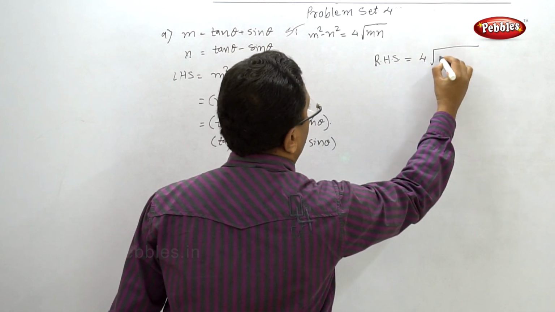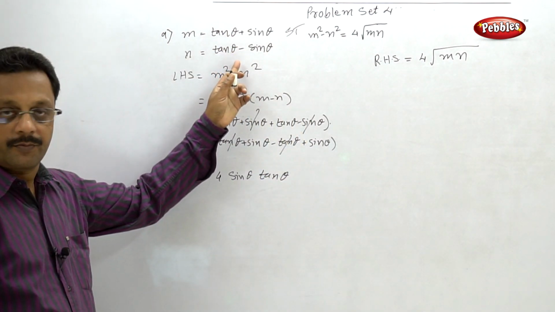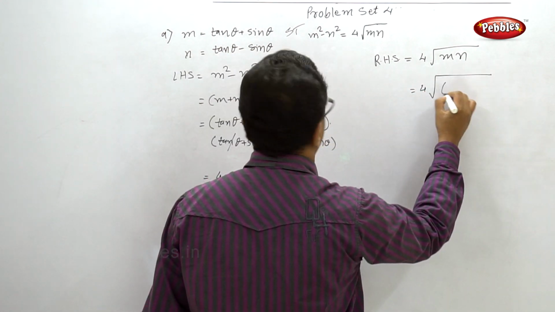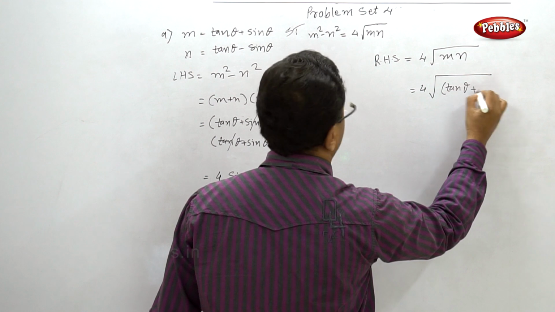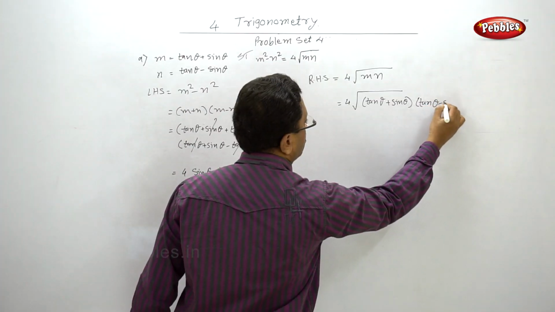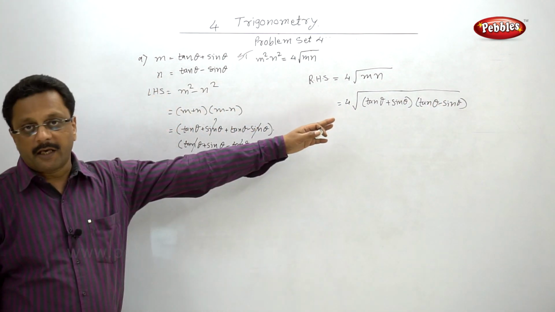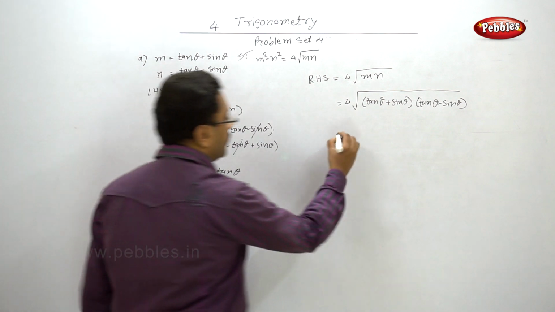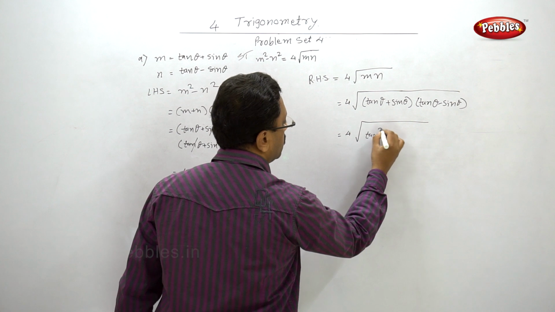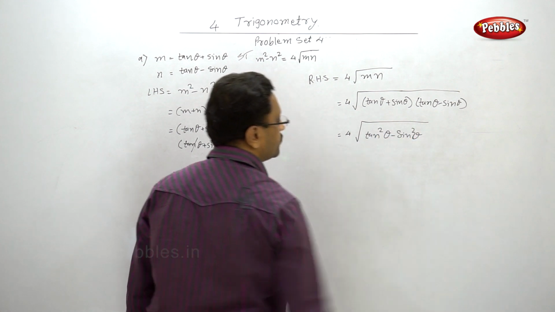Okay, and my right hand side is 4 root mn. Now we have to multiply these two. Correct? So I'll have 4 into under root tan theta plus sin theta into tan theta minus sin theta. Now is it not like a plus b, a minus b? So I will get here 4 under root tan square theta minus sin square theta.